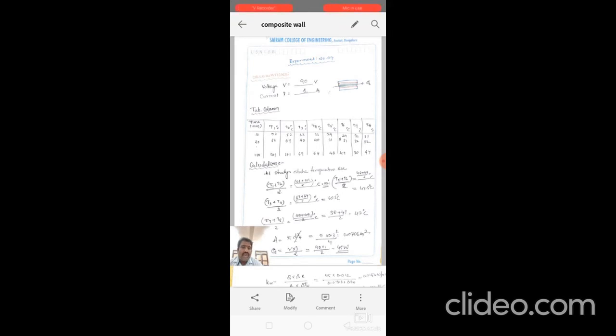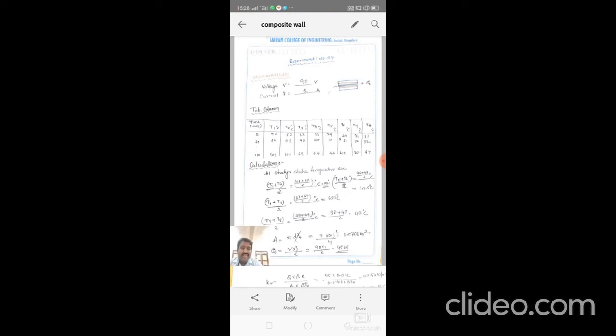To calculate the steady state temperatures, we need to calculate T1 plus T2 divided by 2, that is 101 plus 101 divided by 2, so you will get 101 degrees centigrade. Next, T3 plus T4 by 2 is equal to 65 degrees centigrade, T5 plus T6 by 2 is 47.5 degrees centigrade, and T7 plus T8 by 2 is equal to 42 degrees centigrade.